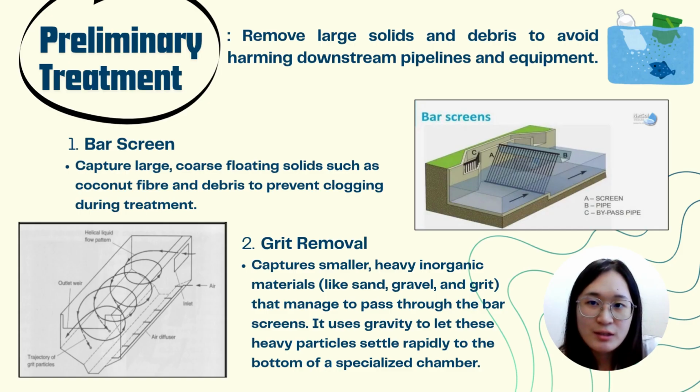Now, the first one is preliminary treatment. This treatment removes large solids and debris to avoid harming downstream pipelines and equipment. There are two parts in this treatment, which are the bar screen and the grit removal.